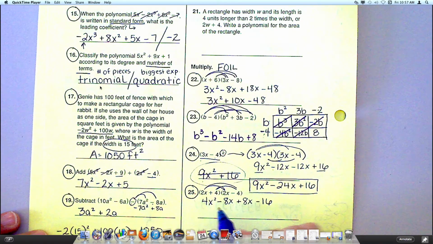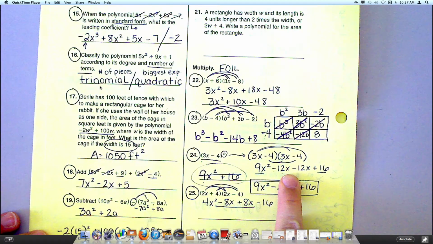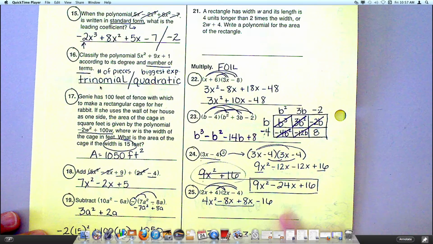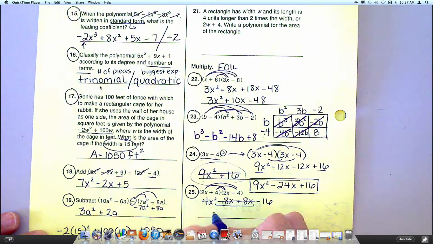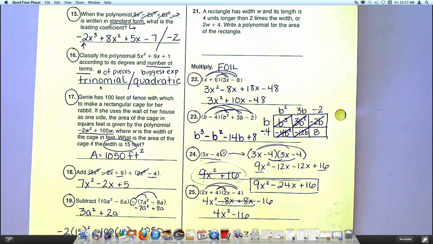This time, you have a negative 8x and a positive 8x. Do you see how that's different from up here? Yep. Okay, here you have negative 8x and positive 8x, so those cancel, and this time you will end up with 4x squared minus 16 as your final answer. You got it. Okay?